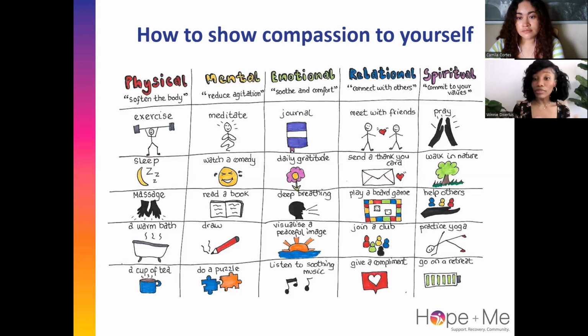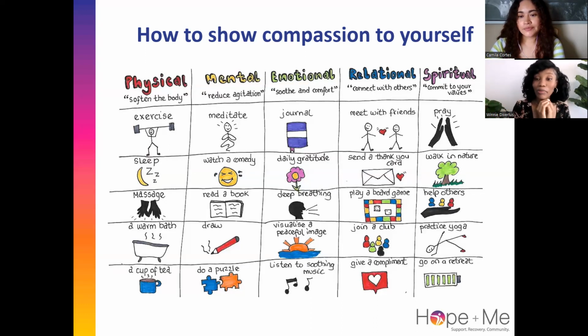And going on a retreat. Again, if it's not something that's accessible to you, creating your own retreat in your living space. That can just be building a tent on a rainy day and just sort of going into an environment that looks a little bit different than what you are used to in your day to day.